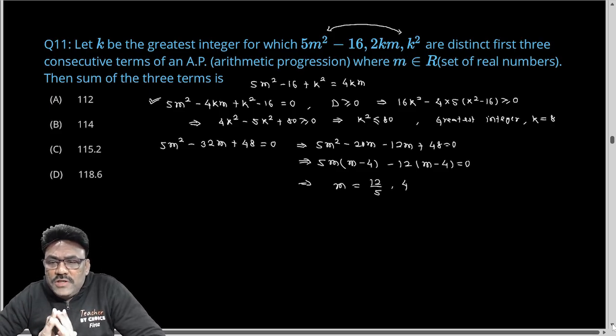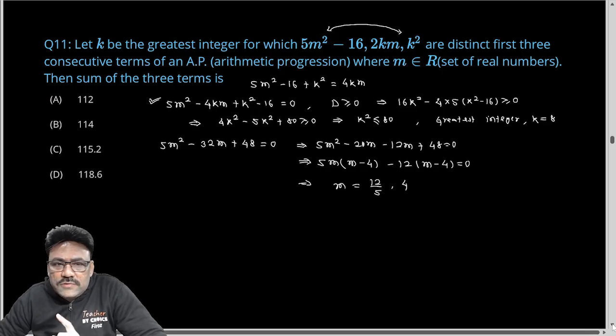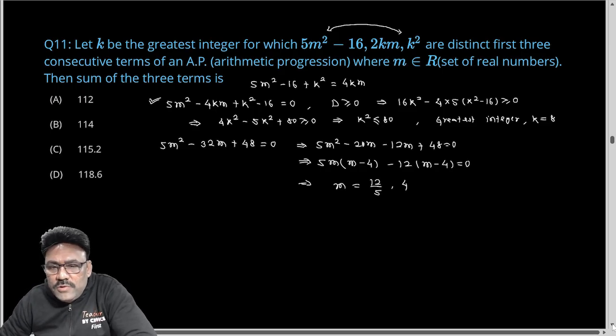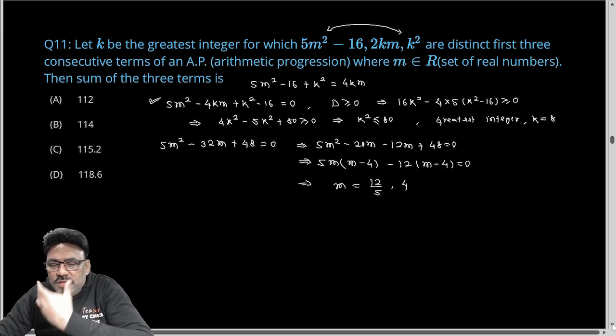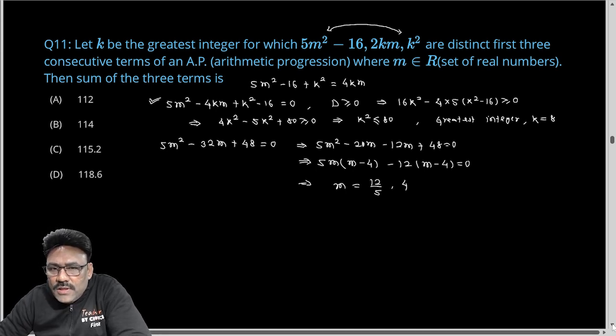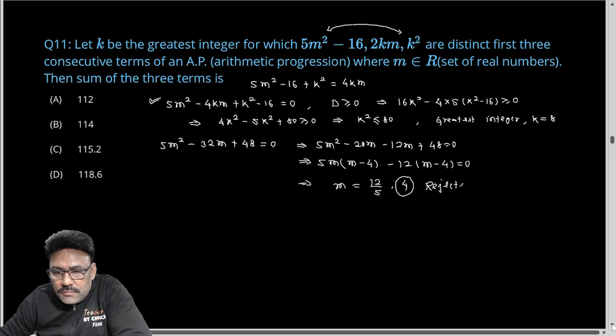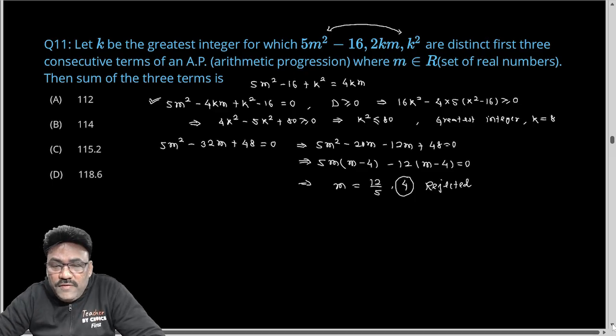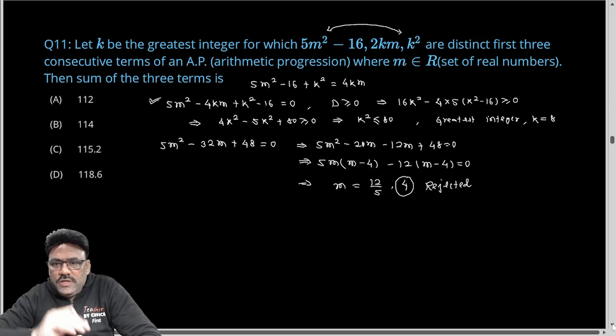But they have one more thing they have given, that these are three distinct terms of an AP. If I take k is equal to 8 and m is equal to 4, then all the terms will become equal. See, for k is equal to 8, last term will become 64. Middle term will also become 64. So this m is equal to 4 must be rejected here. Why is it rejected? Because if I take m is equal to 4, then all the three terms of AP are equal here. So that's why m will be 12 by 5.